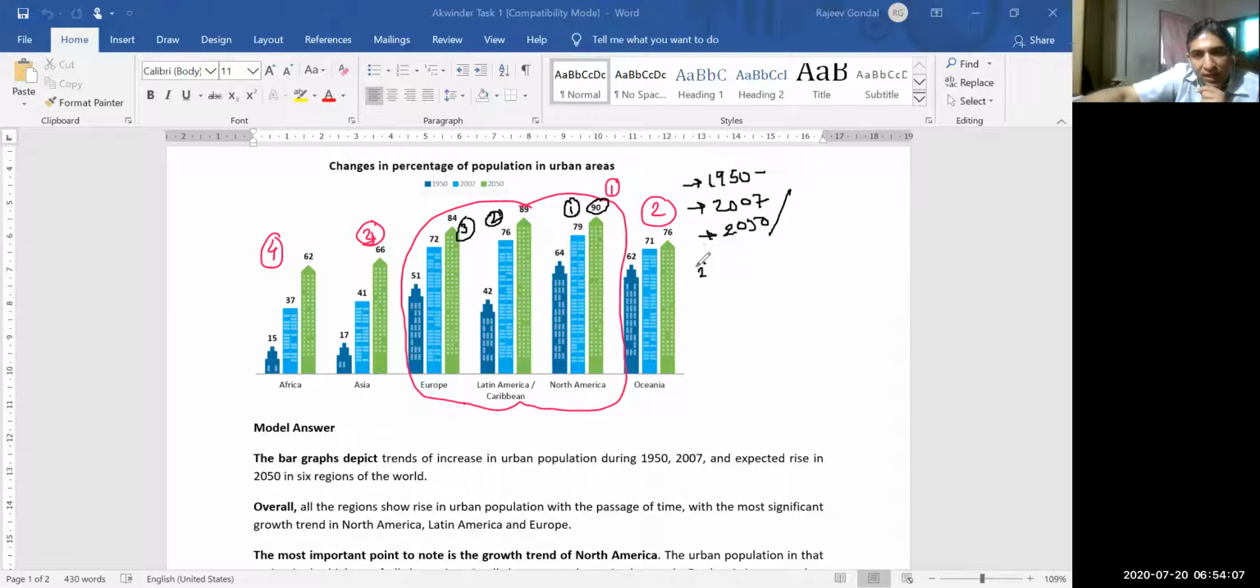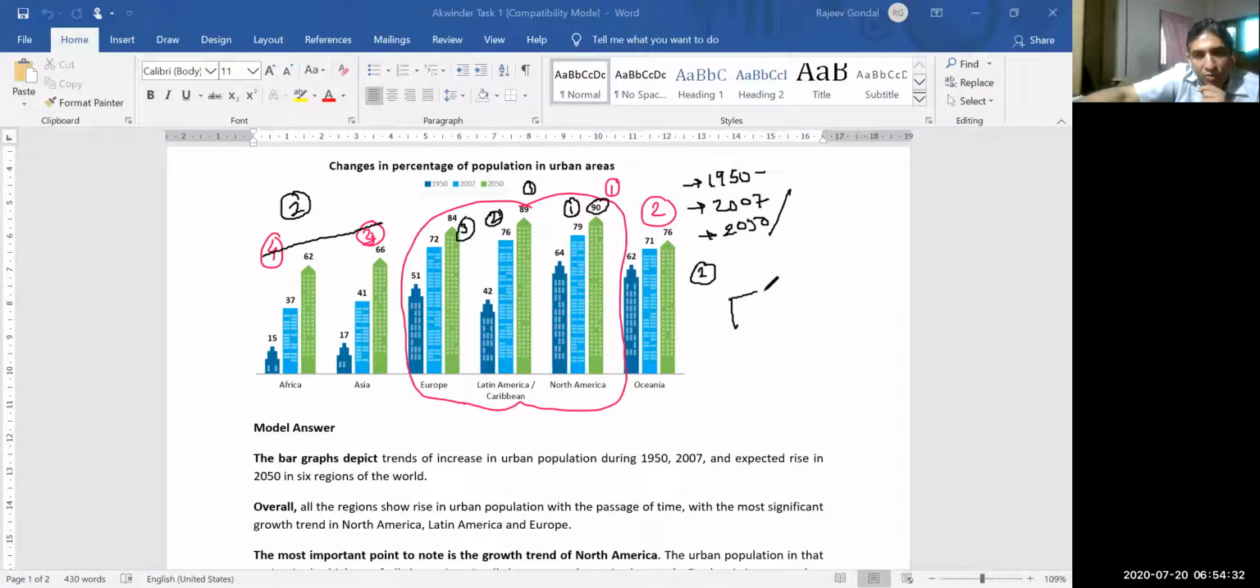The second point is clubbing the information. What I've done is I've made 3 groups. This is the first group, which is the top group here. Then I have talked about Oceania, which comes next. I've clubbed the other 3 in one more group. So this one is one group, and Oceania, Africa, and Asia are the other groups.